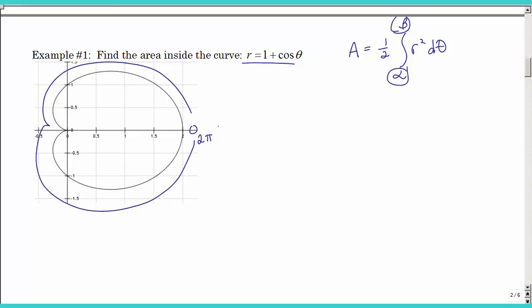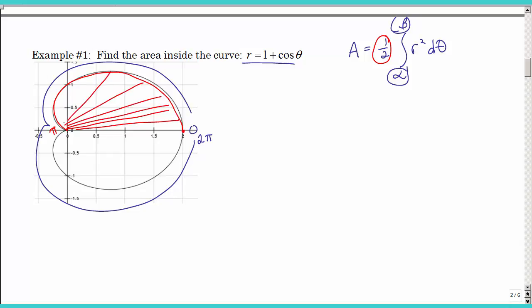And that would be okay. But sometimes it's a little bit easier if you use symmetry. Because of this 1/2, just so I can kind of get rid of it, I'm going to go from 0 to just pi. And so those would be these sectors added up. And then I would multiply by 2 because I have a top half and a bottom half. So that's the approach I'm going to take.